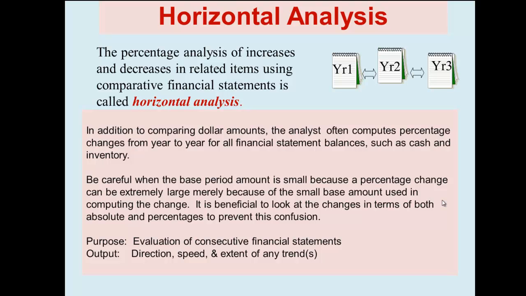The percentage analysis of increases and decreases in related items using comparative financial statements is called horizontal analysis. So basically we're looking at the performance in year 1, year 2, year 3, and we're going to look at the percentage increases and decreases between those years. We're able to determine any trends that way. Are things getting better? Are they getting worse? Are they staying the same? Are things stagnant?